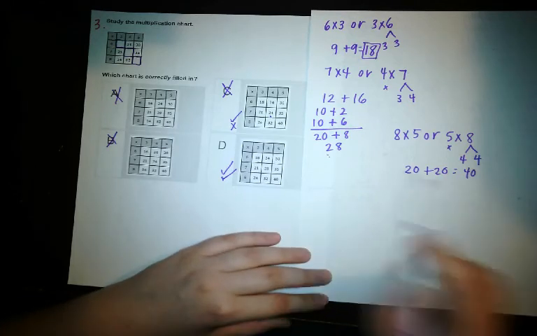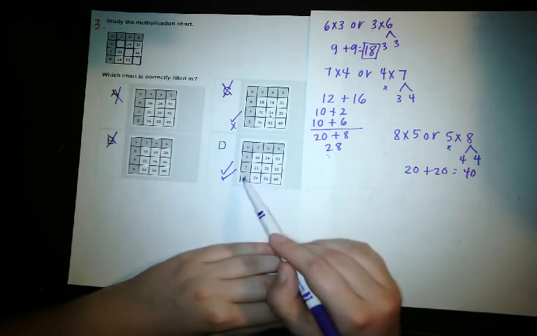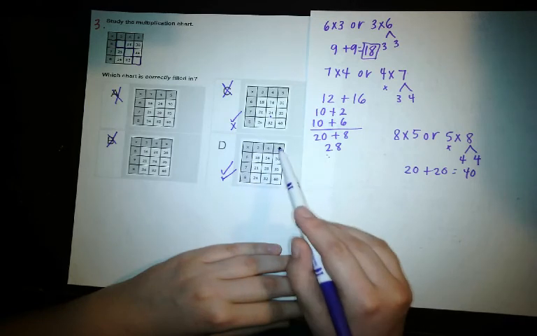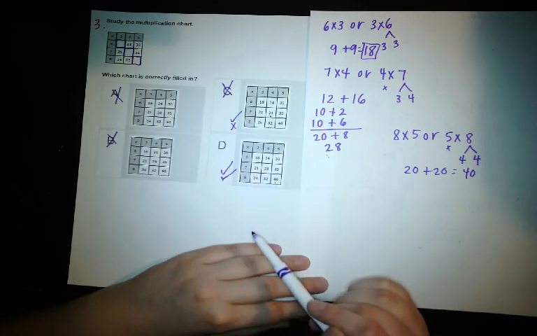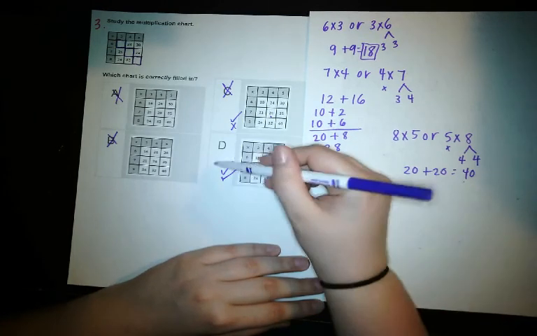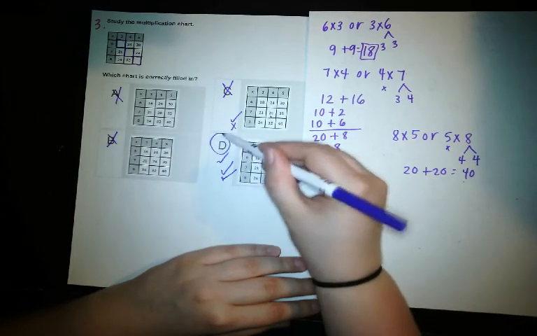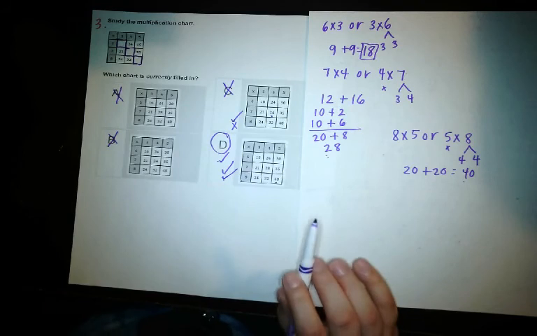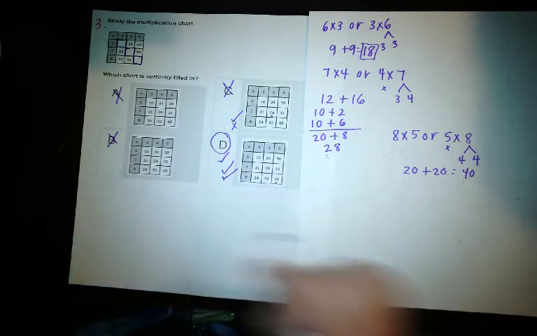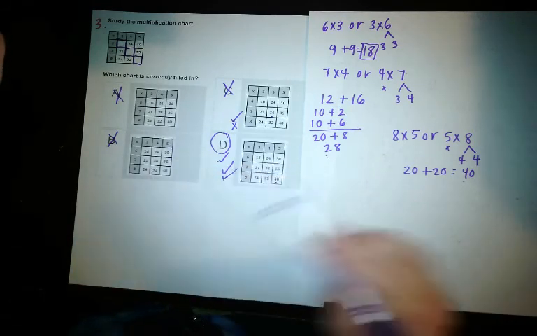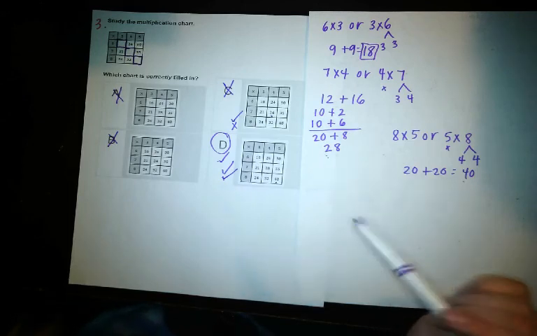So, let's see if this answer right here, 8 times 5, 40. That's what we said it was. So that's 3 checks, and that means that is our answer. You have to check each one. Help yourself by layering it down. Alright. Goodbye.